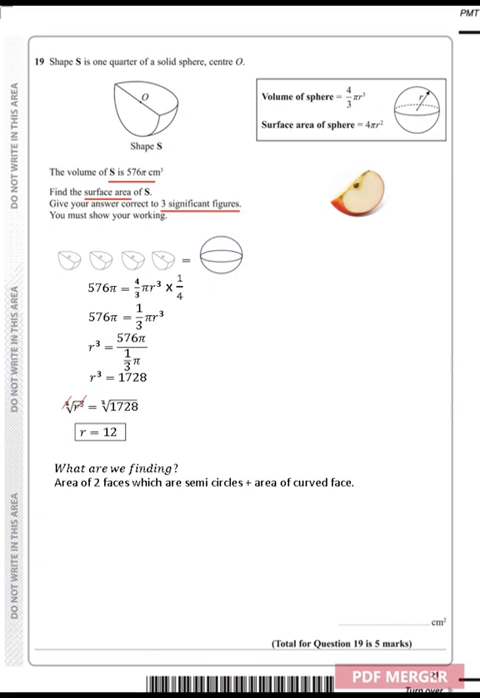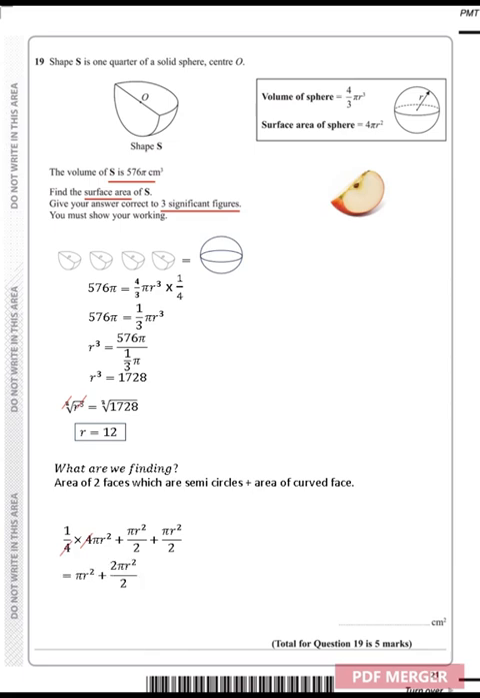Also, we know that shape S is 1/4 of a solid sphere. So, 1/4 multiplied by 4 pi r squared, plus the area of a semicircle. Remember, area of a circle is equal to pi r squared. A semicircle is half of a circle. So, pi r squared divided by 2. Because there are two semicircles in shape S, we do pi r squared divided by 2 plus pi r squared divided by 2. Fun fact. If you combine two semicircles, it forms one full circle.